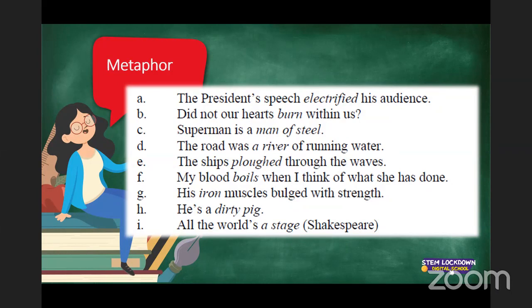The road was a river of running water. The ships plowed through the waves. My blood boils when I think of what she has done. His iron muscles bulged with strength. He's a dirty pig. All the world's a stage. That is from Shakespeare. We're also going to do the same as we did with the simile, going through steps that will help you tackle a figure of speech.